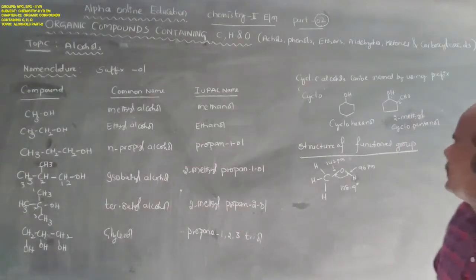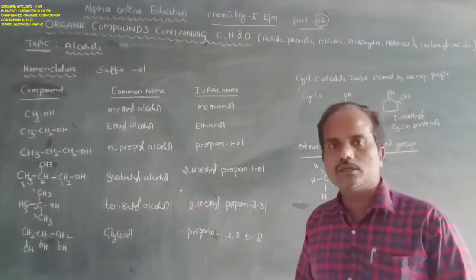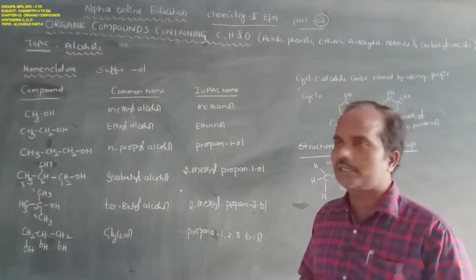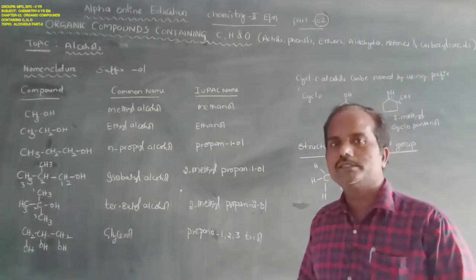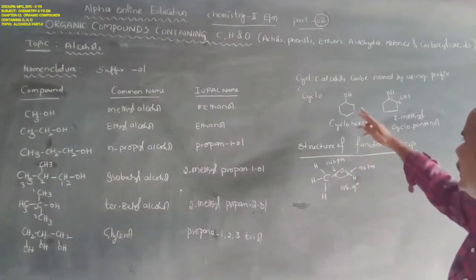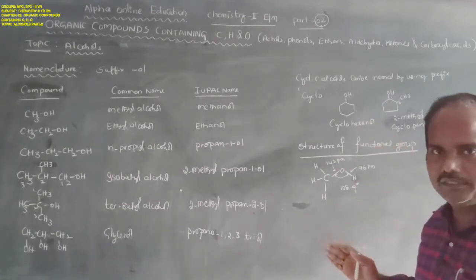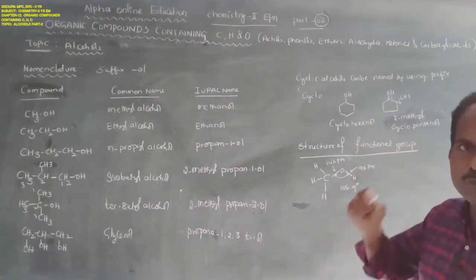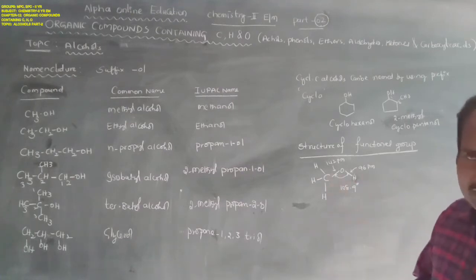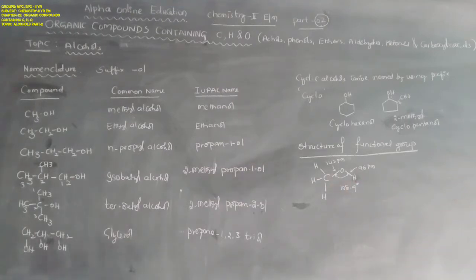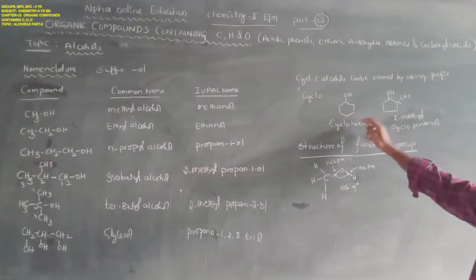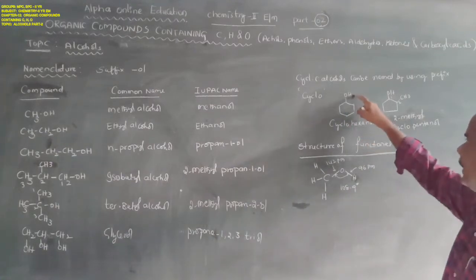Then again, alcohols may have a cyclic system. If a cyclic system is present in the alcohol, the cyclo prefix should be added. Then let's see the examples. So this is cyclohexanol.